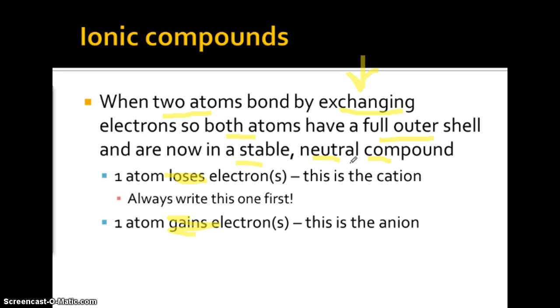And it's going to be part of a compound, and specifically that whole entire compound is neutral. So we're going to be taking the one atom that loses its electrons, which is the cation. That one's going to have a positive charge, and we always write that one first. And the other atom is going to be gaining the electron, and that's the anion, and it's going to have a negative charge. But when you put together this positive charge along with the negative charges, it's going to end up being an overall total of 0. And so the compound as a whole is going to be neutral.